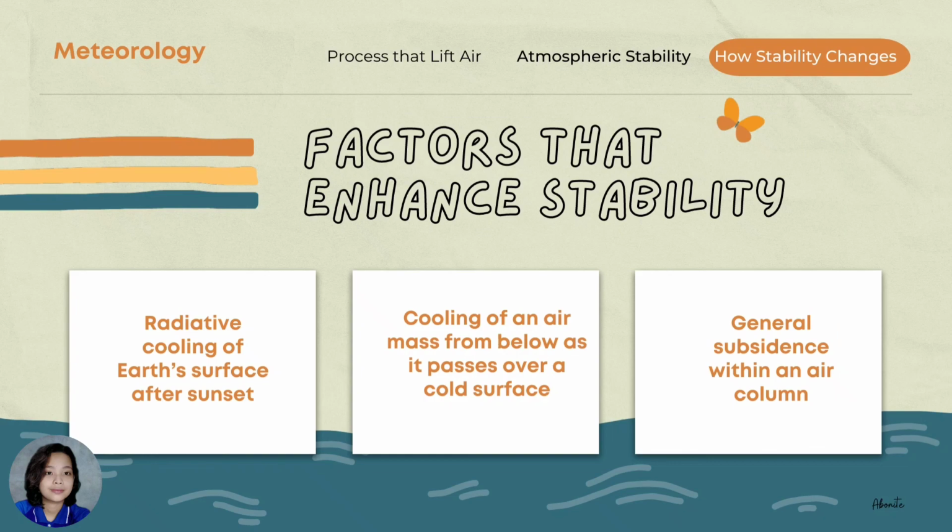The factors that enhance stability are, first, the radiative cooling of Earth's surface after sunset. Next is cooling of an air mass from below as it passes over a cold surface. Next is general subsidence within an air column.